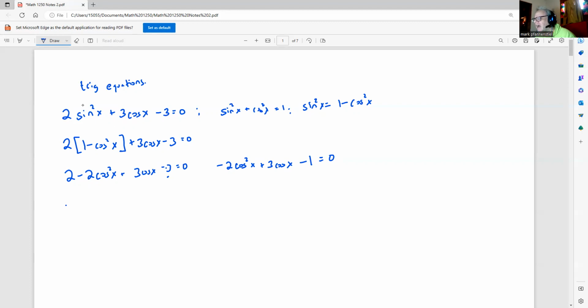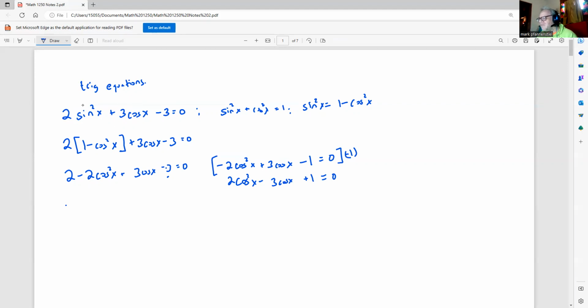I don't know about you, I don't like to do quadratics when the first number is not positive. So the first thing I'm going to do is multiply everybody by -1. We're just going to swap the signs and say 2 cosine squared x minus 3 cosine x plus 1 equals 0. All I did was multiply everybody in the equation by -1, both sides.